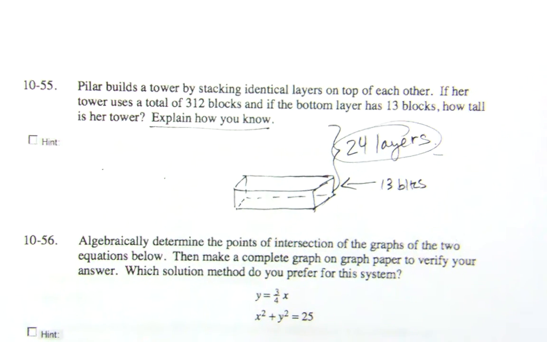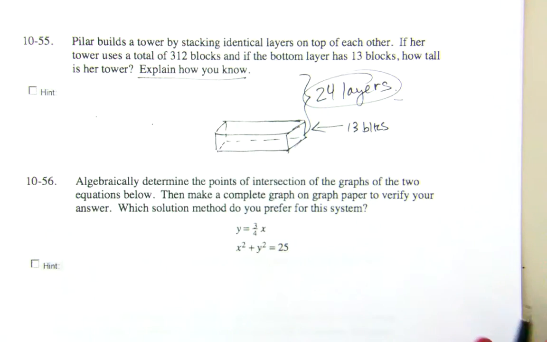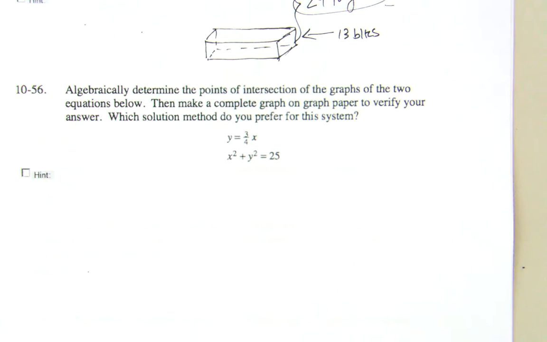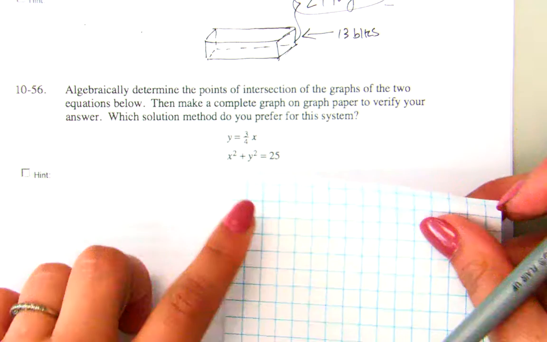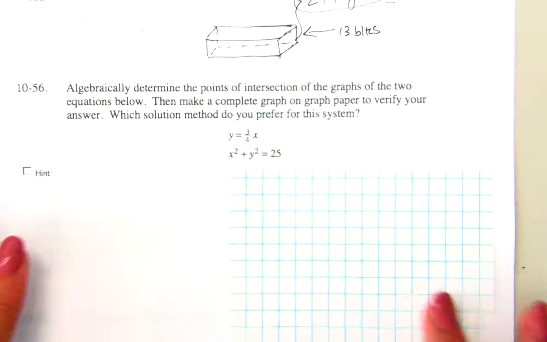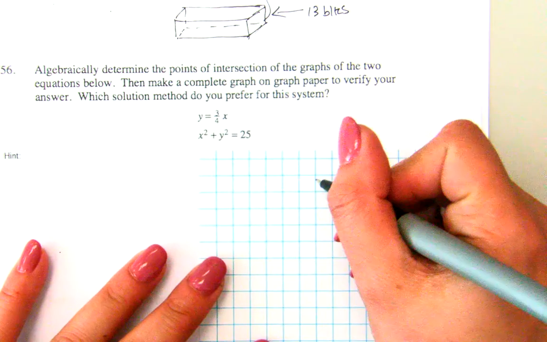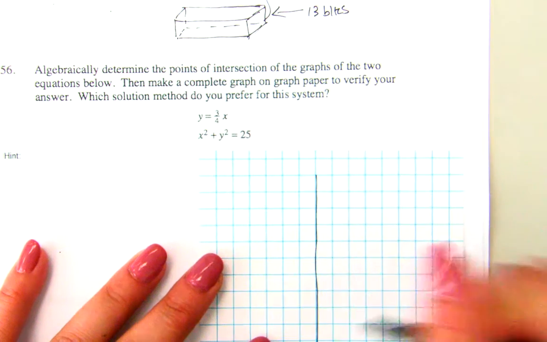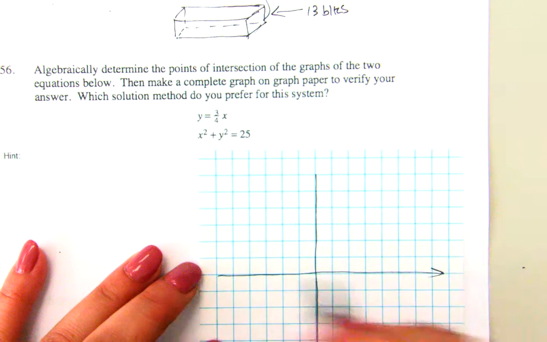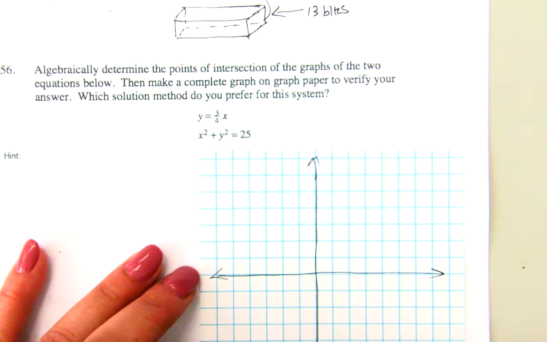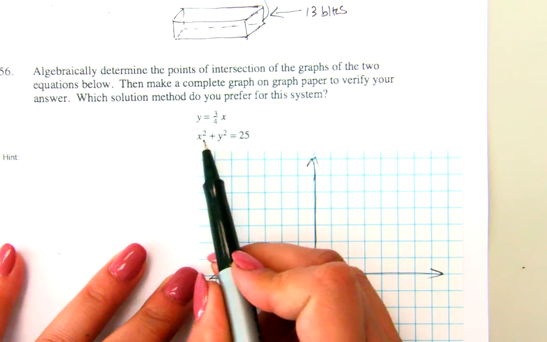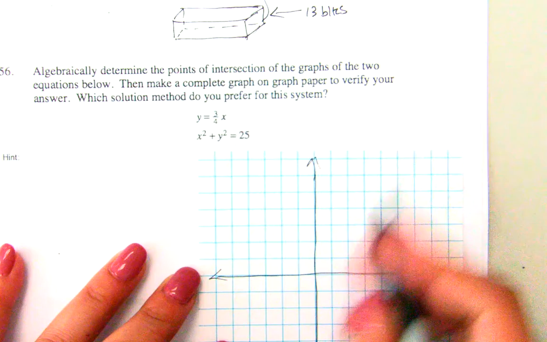Algebraically determine the points of intersection of the graphs of the two equations below, then make a complete graph on graph paper to verify your answer. So first, we're going to do this on graph paper, and then we're going to do this algebraically, because the graph will just help us reinforce what we should know about graphing in general. So here's your xy, because we're going to have to do this anyway, so we might as well just do it first. Okay, center's at 0, 0.